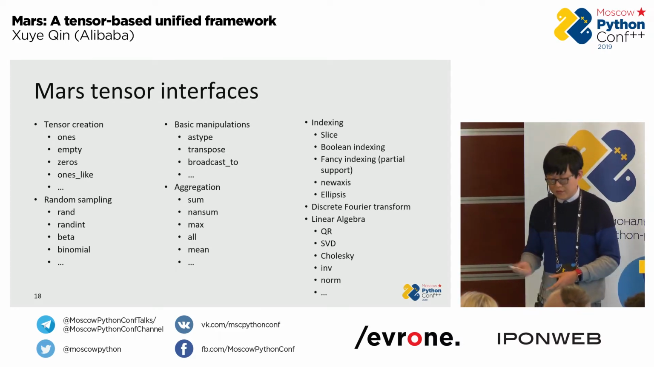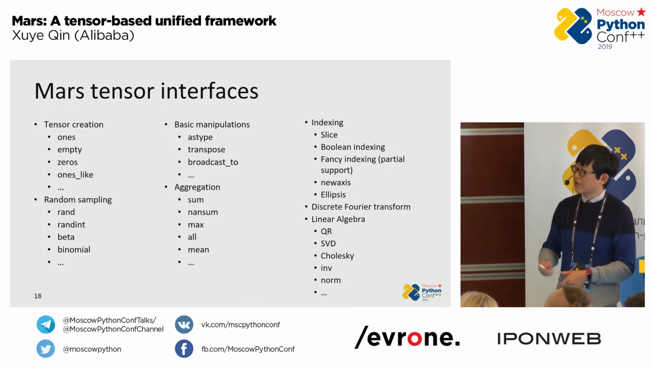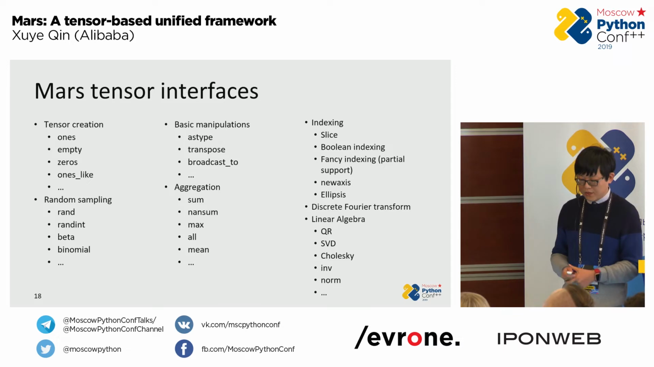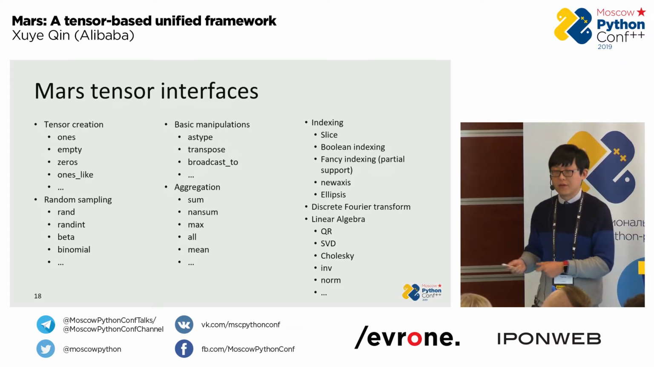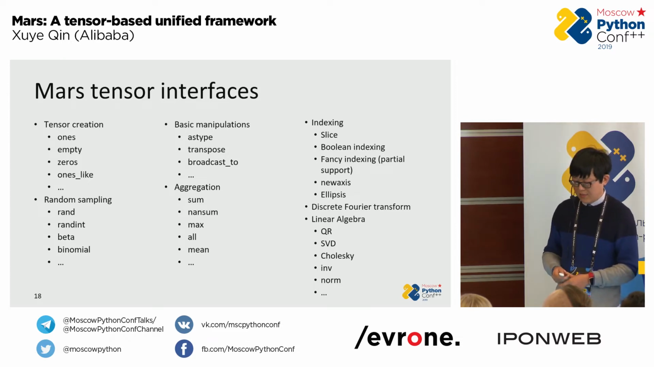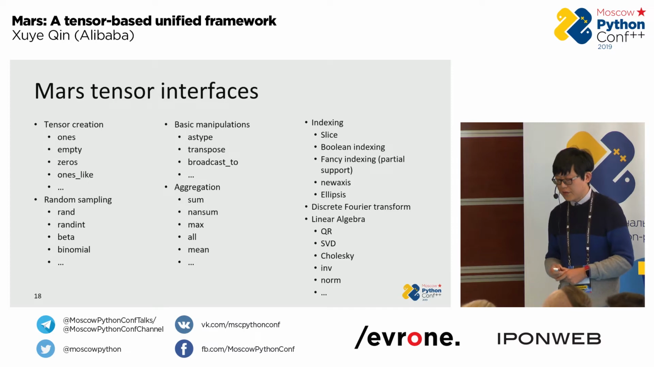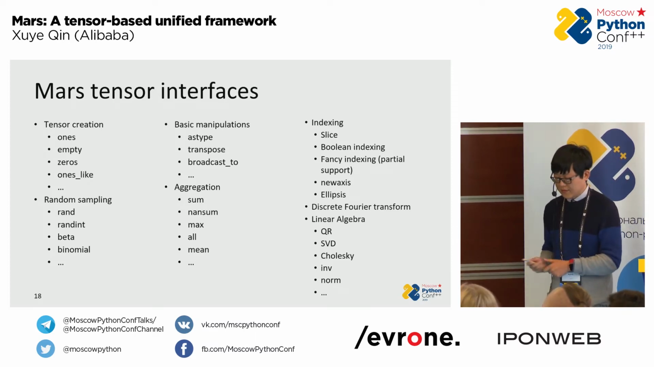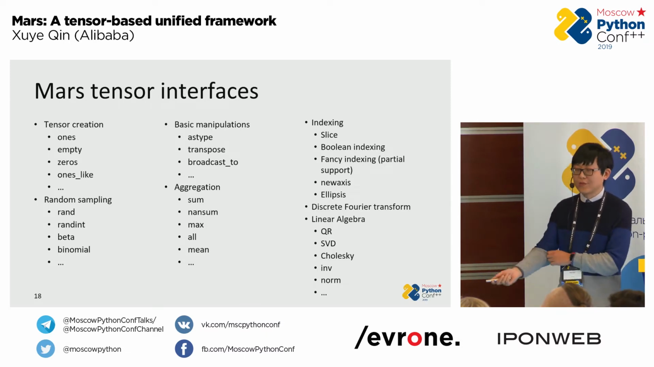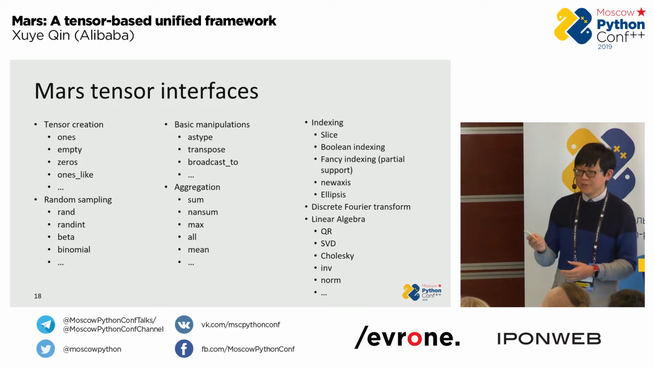This is a brief of the implemented interfaces, like tensor creation. We support NumPy's ones, empty, zeros, and things like that. And we support all the random sampling functions in NumPy, and basic manipulation like astype, transpose, and broadcast too. And we support all the aggregation functions in NumPy, like sum, max, and so on. And we support indexing, like slice and Boolean indexing, but we currently only partially support fancy indexing. And we support the FFT module in NumPy, and linear algebra like QR, SVD, and Cholesky decomposition and so on. We also support matrix multiplication, as Benjamin has mentioned.